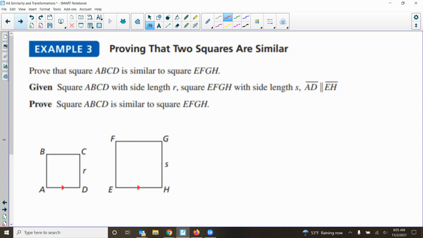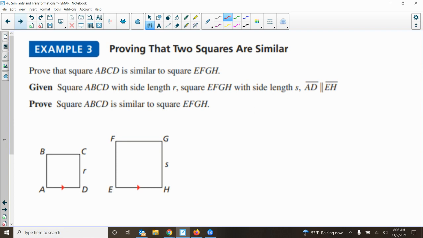Okay. This procedure is virtually identical to when you had to show that 2 figures were congruent. You had to go through those rigid motions and make sure that one was exactly on top of the other. Same thing here, but with similarity, you're going to have to incorporate a dilation.